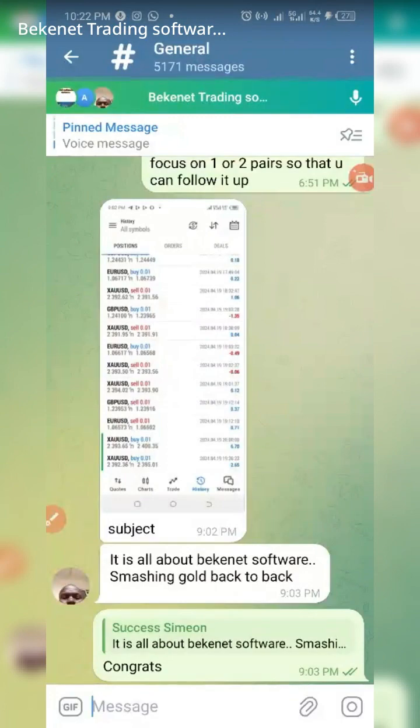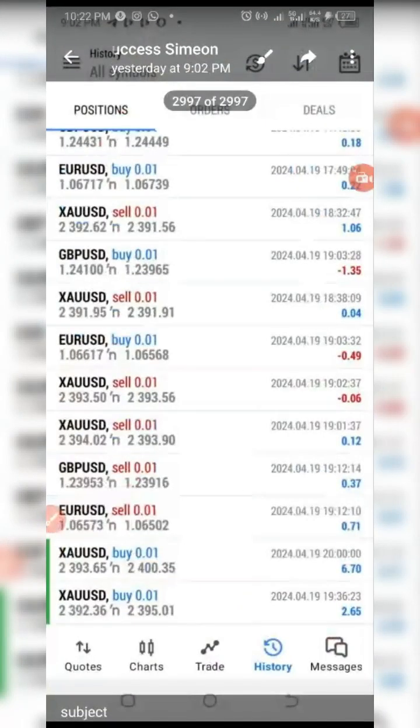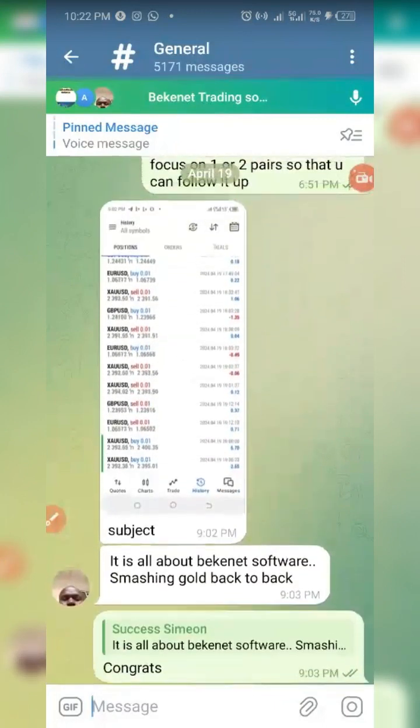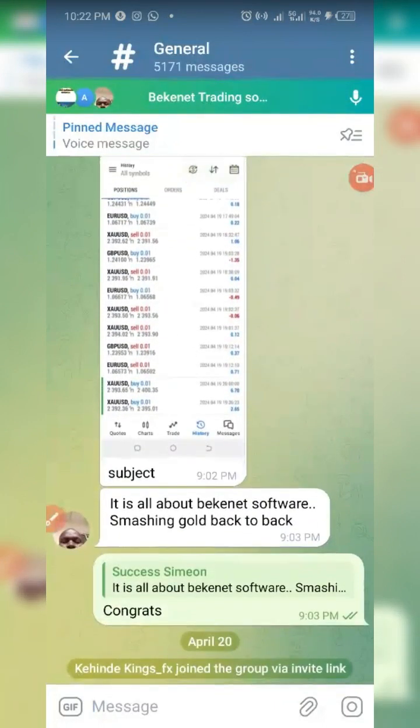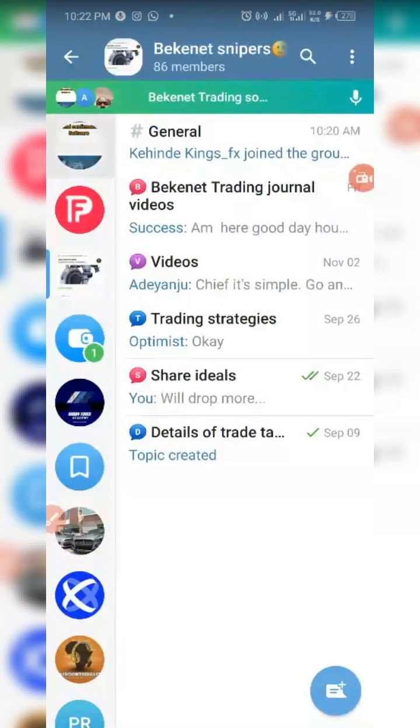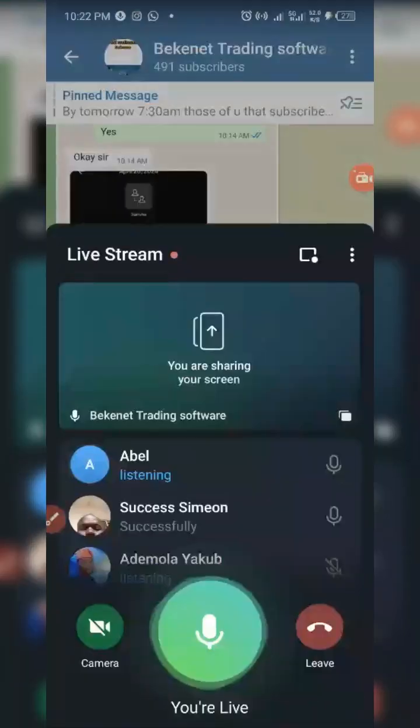You follow it to the core. I took it, he took it too. Look at it, he screenshotted it for me. So I told him to post it on the snipers group, which he did here. You understand? So that's just it. You just have to focus and do what you have to do.